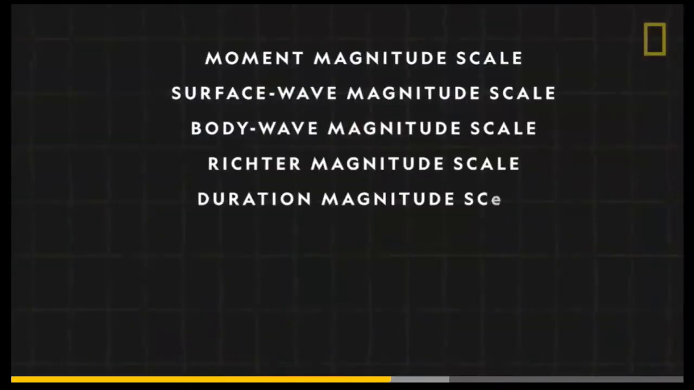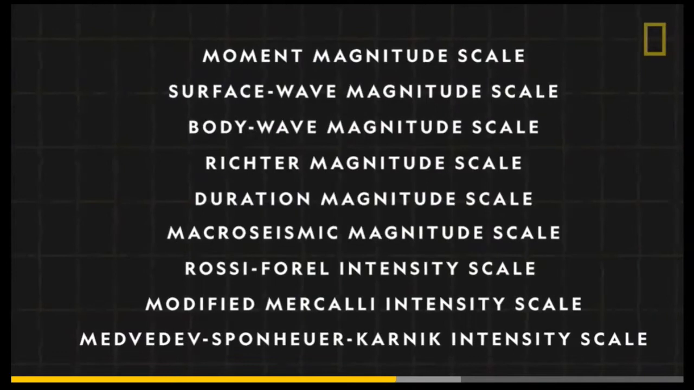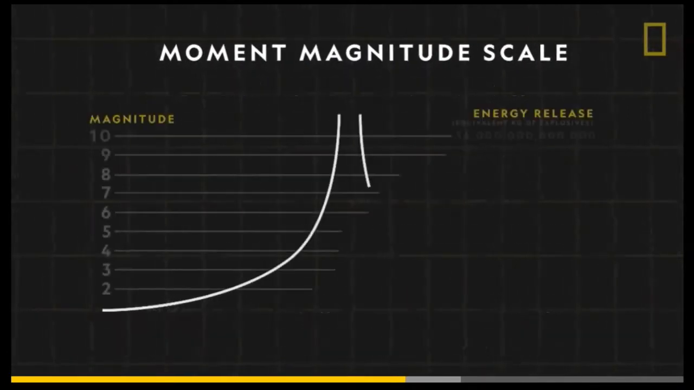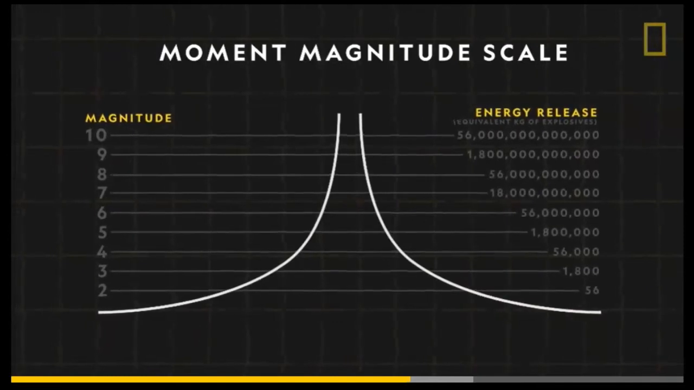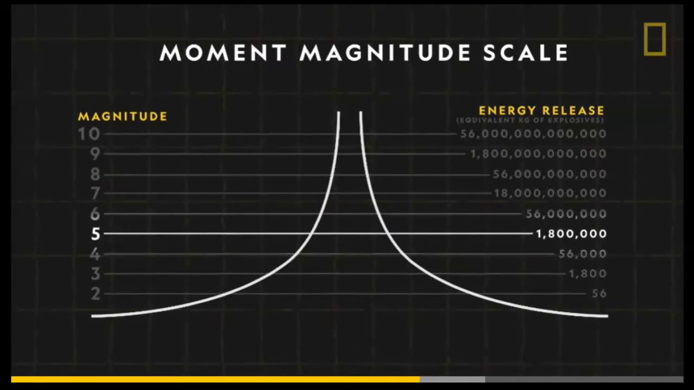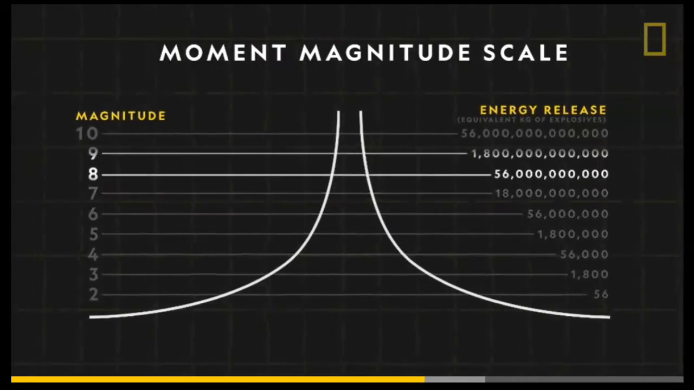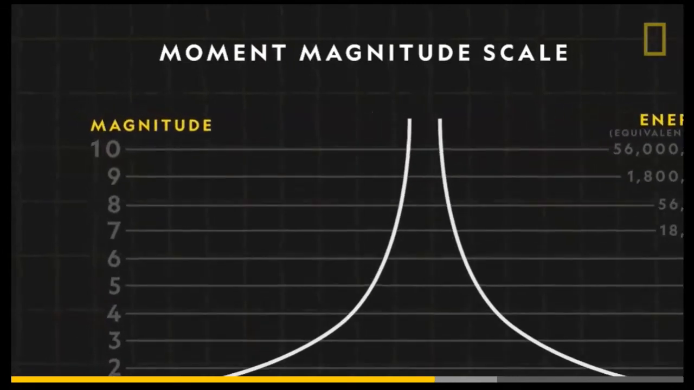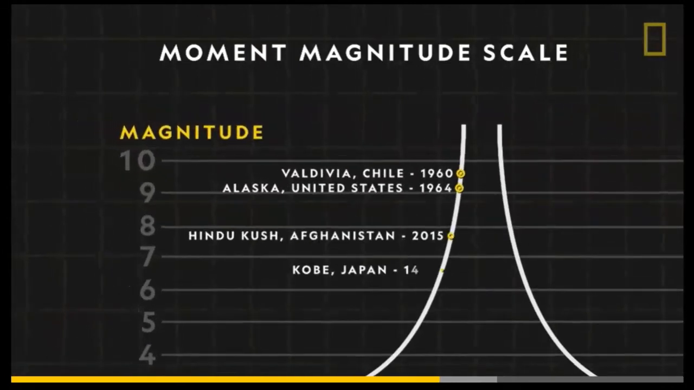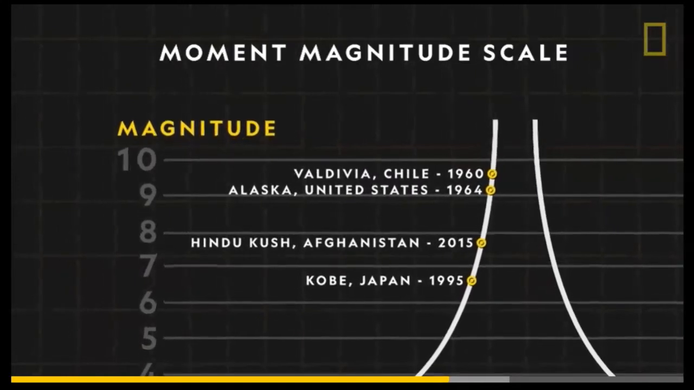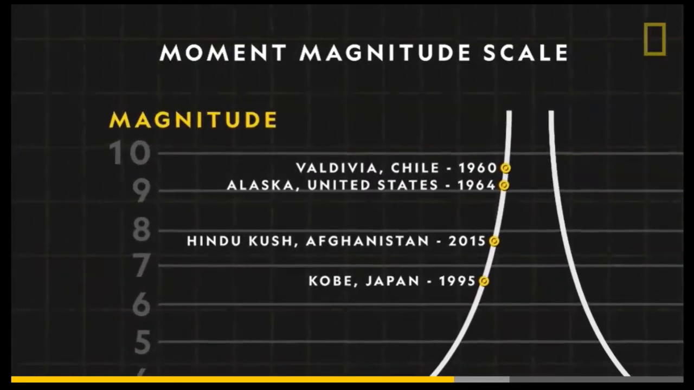While several scales of magnitude exist, the one seismologists prefer is the moment magnitude scale. It has no upper limit, and it measures earthquakes logarithmically. This means that each magnitude on its scale is 10 times greater than the one before it. Unlike the now rarely used Richter scale, the moment magnitude scale can be applied globally and can measure quakes of the highest magnitudes.